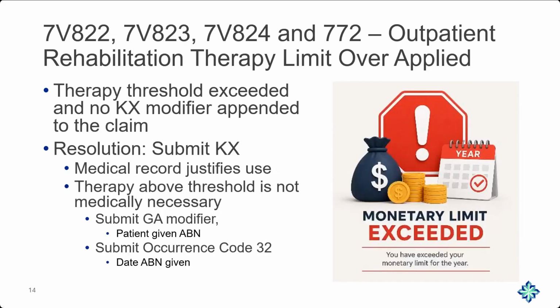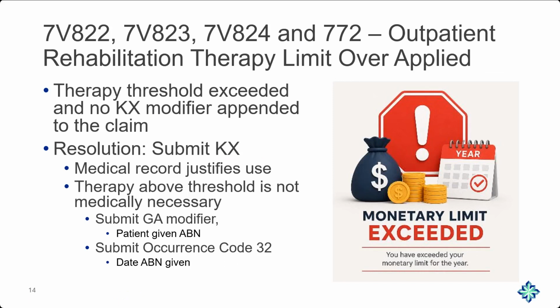The next one are the rejection codes, the 7B822, 823, 824, and even the 772. So these all have a similar definition, so I grouped them all together. And the basic thing is the outpatient rehab therapy limit was overapplied.